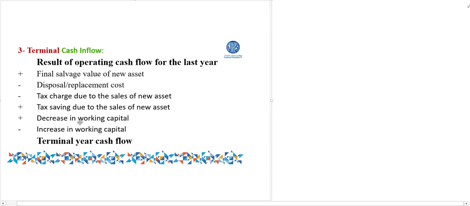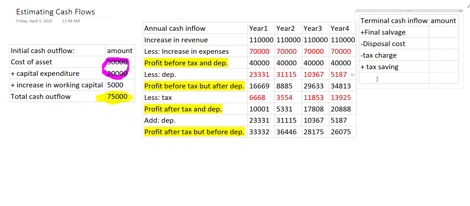Add decrease in the working capital and minus increase in working capital, right? Add decrease in WC, decrease in WC, right? And of course, if you may have, then mention minus increase in WC, NWC. Basically, it depends on the information. Now let's check the information whether we have information regarding all of them or not. Only some of them will be available, not all of them, right?